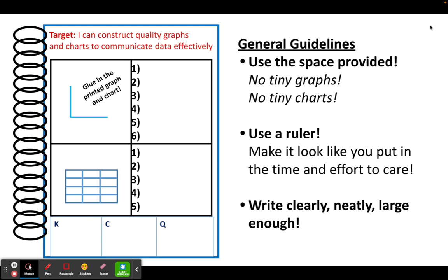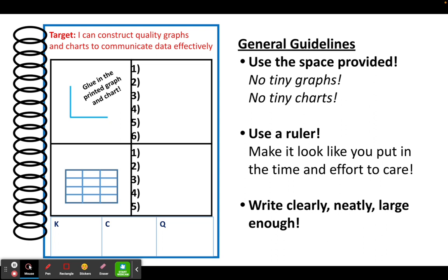The first thing is you don't want to have tiny graphs or tiny charts. You want to use all the space available to you. So that means that if you're given a full sheet of, say, graphing paper, you want to use as much of that graphing paper as you can, right? You don't want to use one little corner of it or one little space of it. Use the entire graph paper that you are given, unless, of course, your teacher or your professor tells you something different. But typically, you want to use as much of that graph paper as you can.